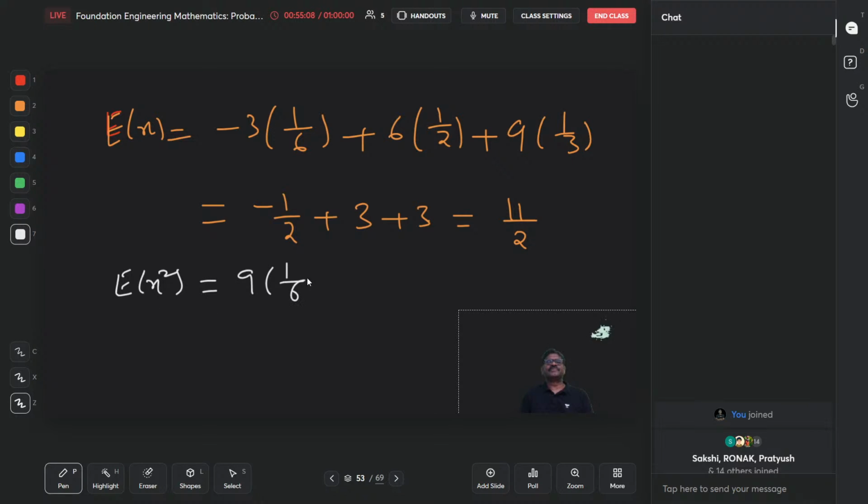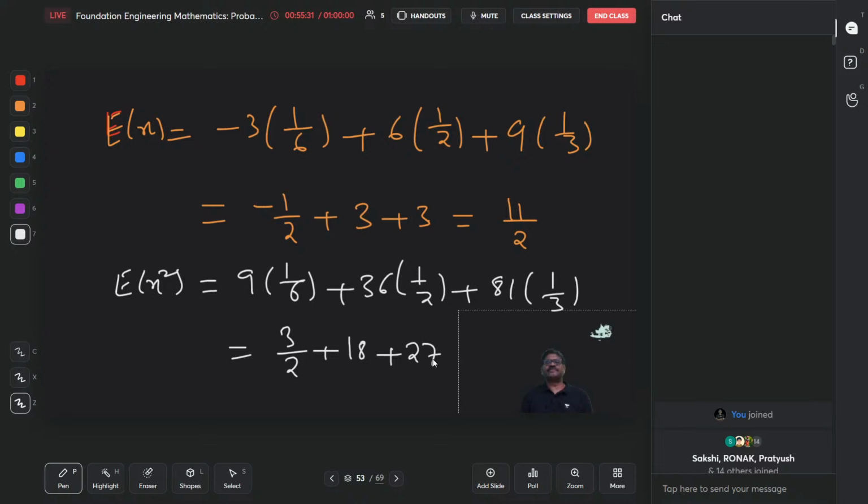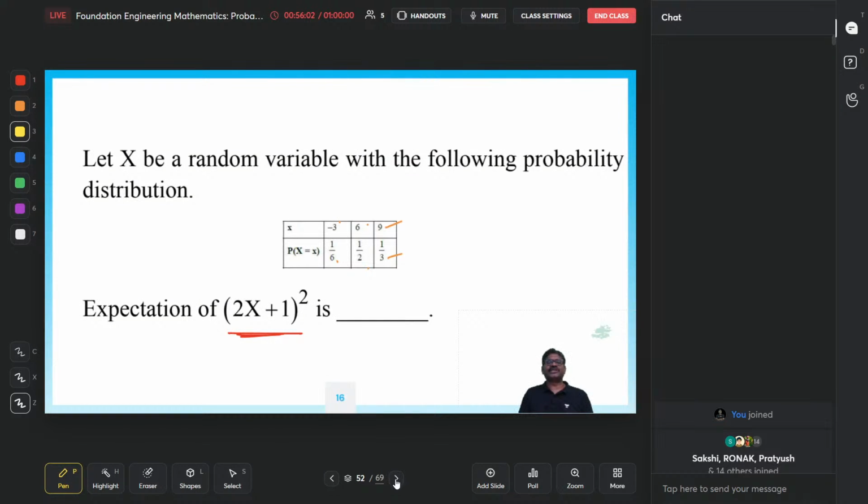Expectation of x square: 9 into 1 by 6, plus 36 into 1 by 2, plus 81 into 1 by 3. 9 by 6 is 3 by 2. 36 by 2 is 18. 81 by 3 is 27. 27 plus 18 is 45. 45 plus 3 by 2, that is 93 by 2. Now we have to calculate expectation of (2x plus 1) whole square.